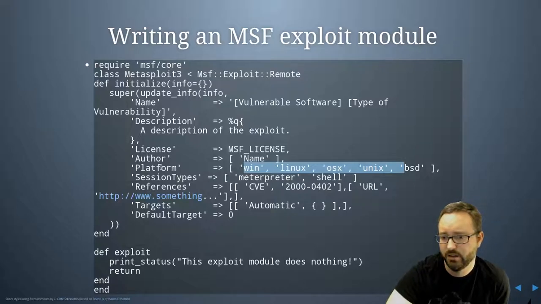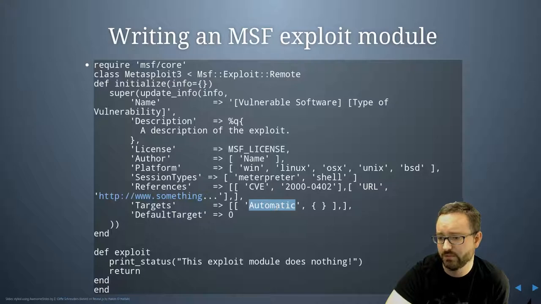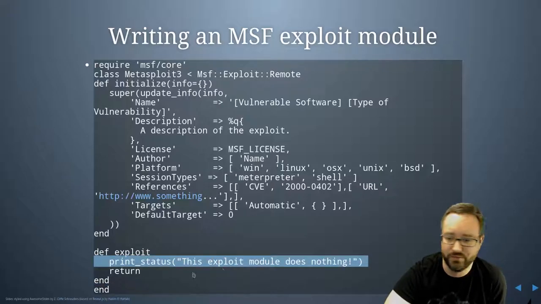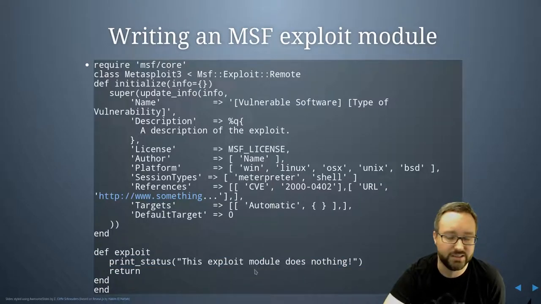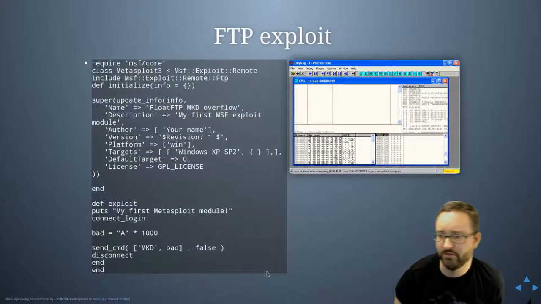You can be more specific about that as well. So you can put different targets, like certain versions of software that can successfully be exploited, for example, and what kind of sessions are compatible, and all sorts, like some references and things like that. Really the most important is the exploit function, which is where you want to do the stuff that actually exploits the vulnerability. So you might start with some boilerplate code like this, which doesn't do anything yet, and you fill it in for the vulnerability that you're trying to write.